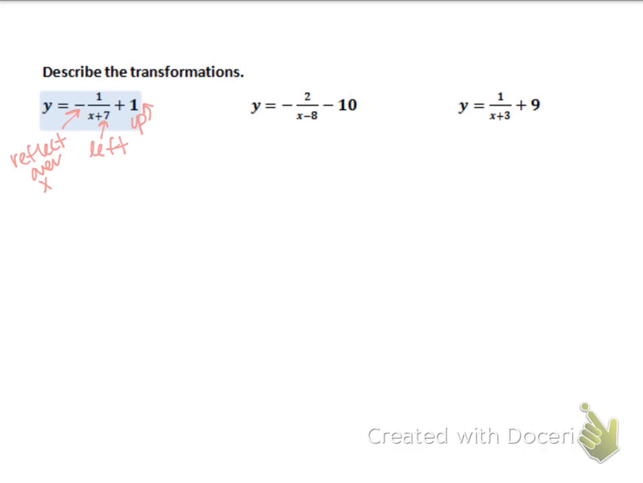Okay, we got another reflect over x. This one's right 8 because it's opposite of what you think, down 10, and we have a stretch of 2. That number sitting on top means it's being multiplied. Okay, we got an up 9 and a left 3. That 1 isn't going to stretch or compress, because if you multiply something times 1, it's going to be itself.